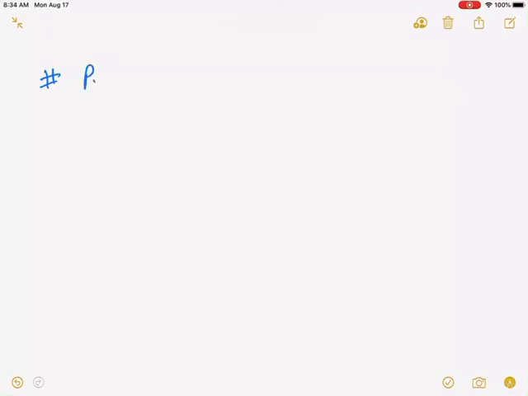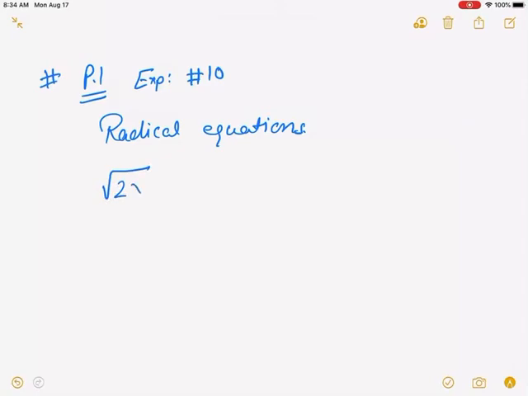We're on P-1 and it's example number 10. So first I'm going to show you how to solve radical equations. The first example is the square root of 2x plus 7, minus x, and it's equal to 2.